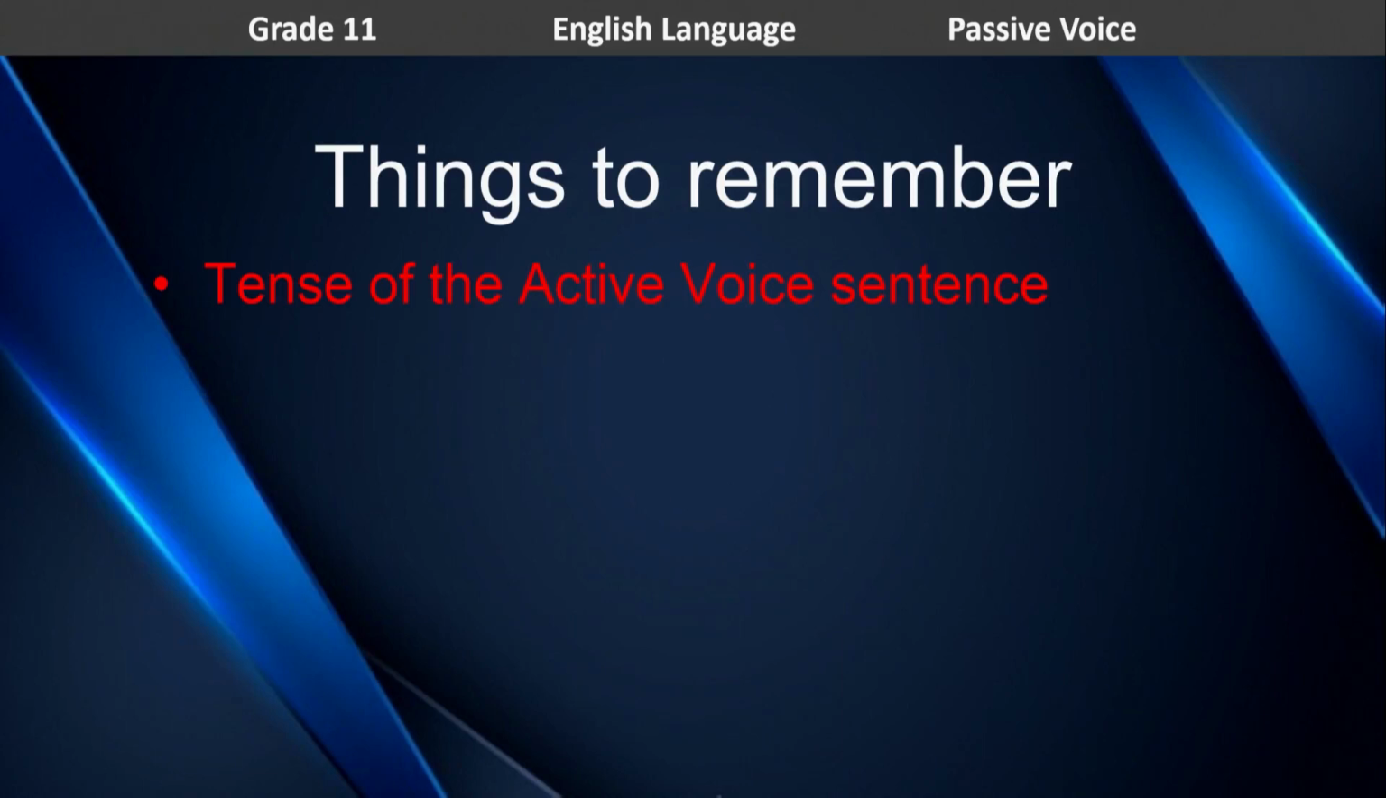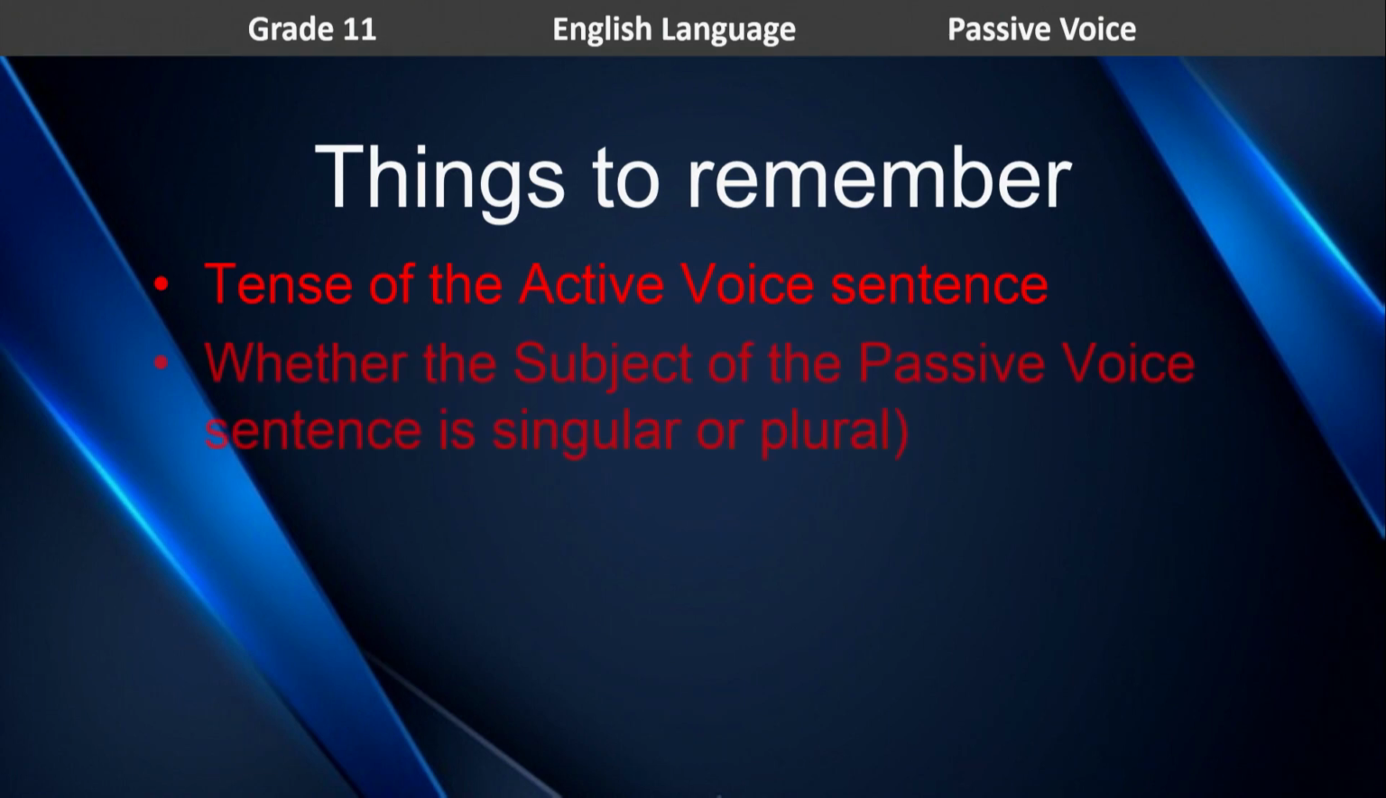We have to consider the tense of the active voice sentence. If the tense is the simple present tense, we have to use is, am, are in the passive voice sentence. Then the second thing, you have to think of the subject of the passive voice sentence. Remember children, if the subject of the passive voice sentence is singular, you have to use a singular verb. If it is plural, you have to use a plural verb.